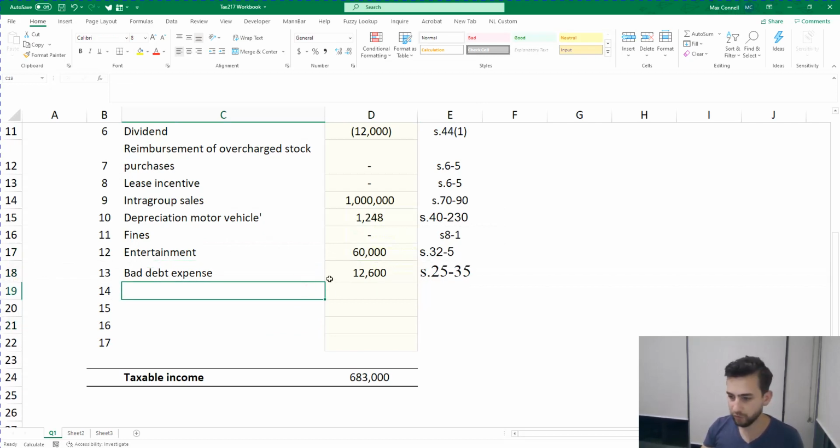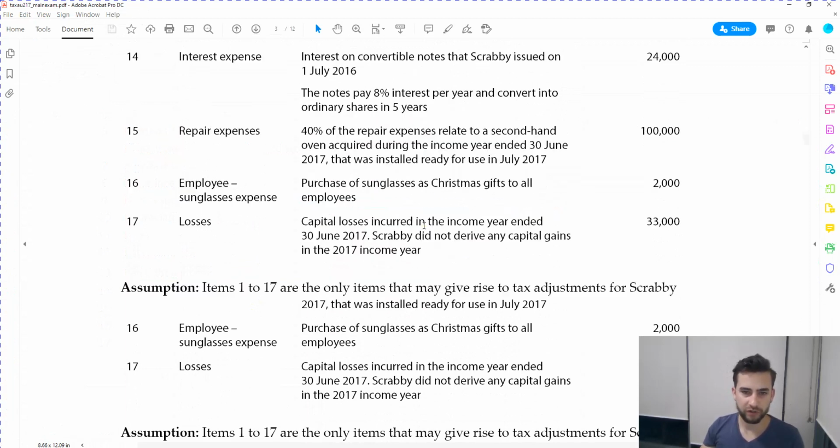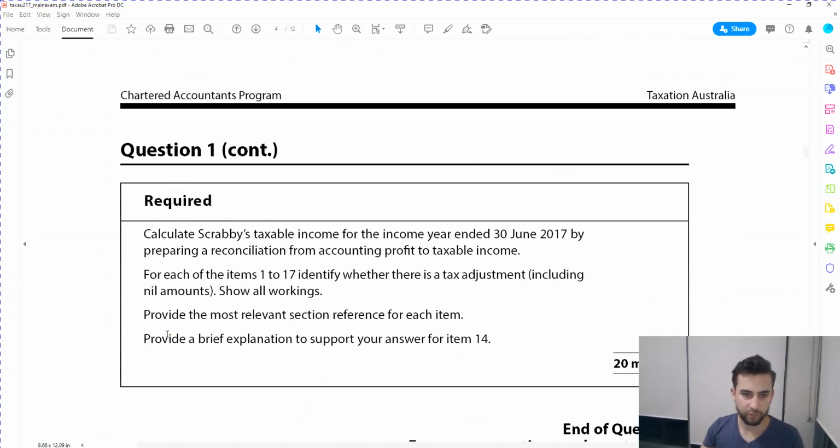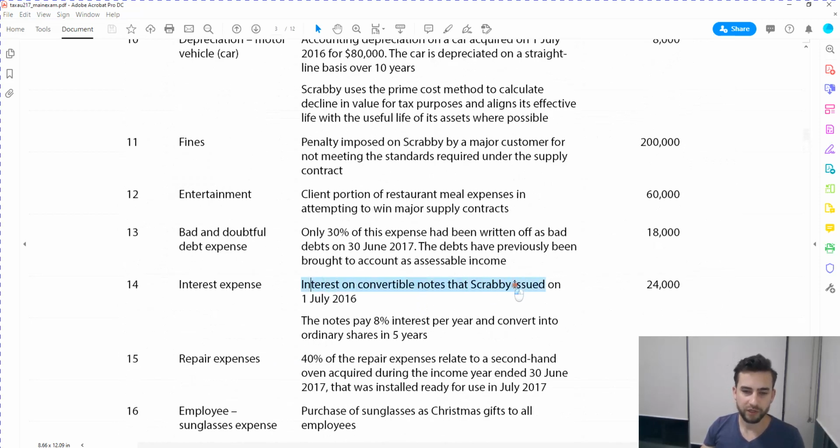Cool. Alright, next question is interest expense. So we've got interest on convertible notes that they've issued, and also the thing to keep in mind is provide a brief support for answering question 14. So we're going to have to go into a bit more detail for this one. So interest on convertible notes that they issued on 1 July. The notes pay interest at 8% per year and convert into ordinary shares in 5 years.